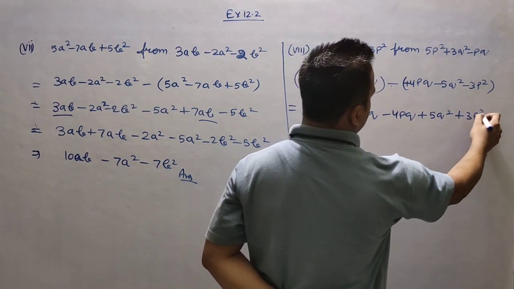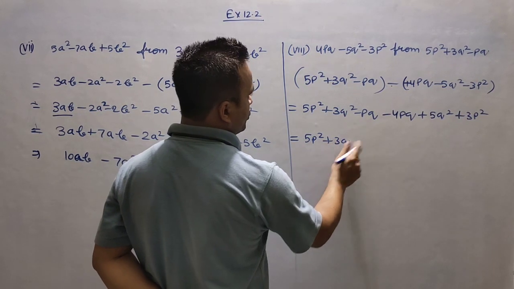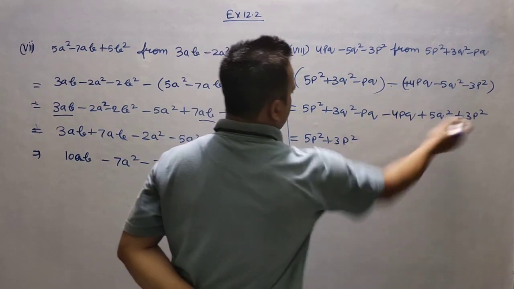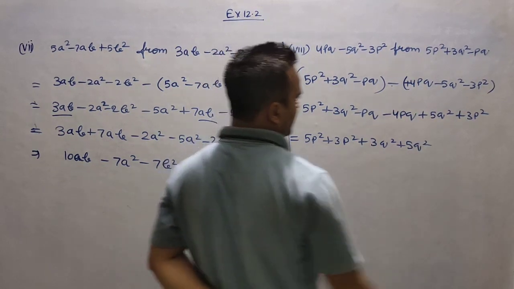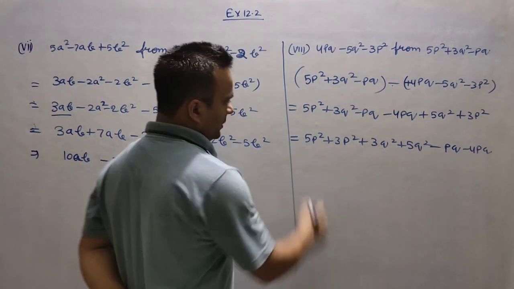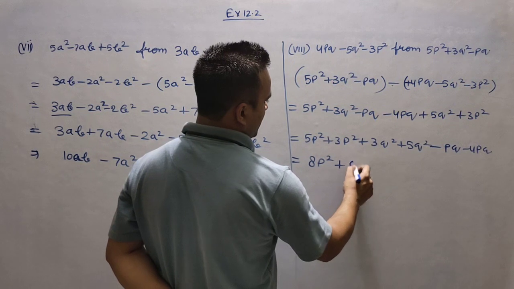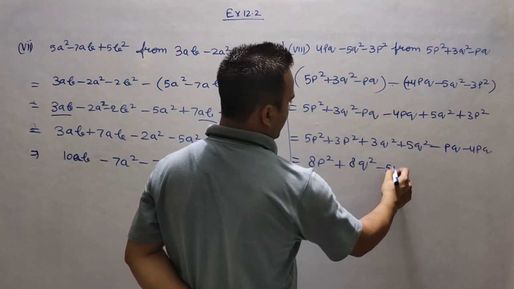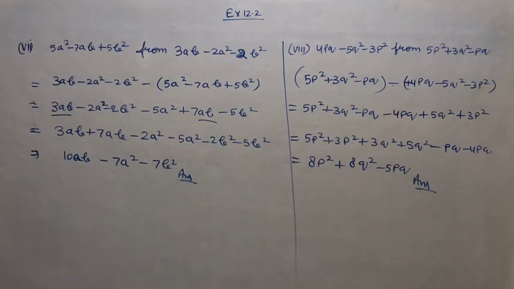Now next step you know very well, 5p square plus 3p square, sorry, both are like. Now 3q square plus 5q square again, and already pq are together. Now 5 plus 3 it is 8p square, it is 8q square, and it is 5pq, and I hope after this we can't do anything because all are unlike terms, right?